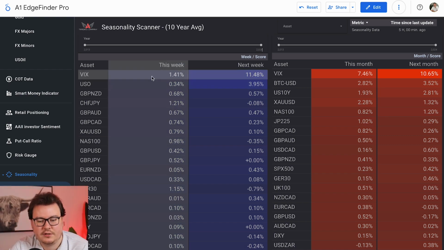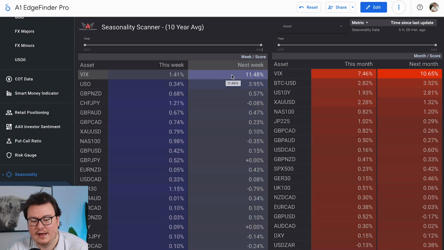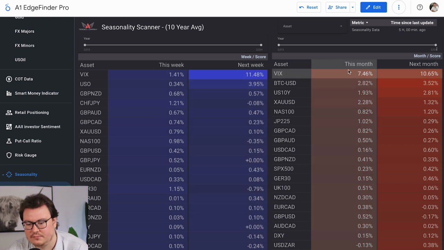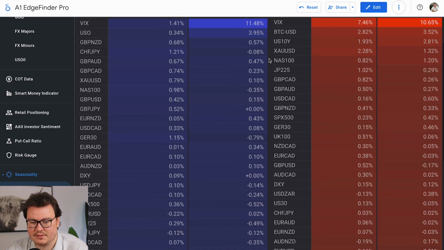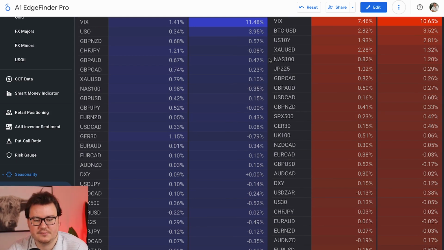So this week historically, it trades up about 1.4%. Next week, however, a little bit bigger than that, almost 12% gain next week historically. And same thing this month, historically speaking, it's at a positive 7.46%. And next month, even higher than that, 10%, 10.65. The VIX is something that moves around a lot. It is the volatility index, so it is a bit jumpy. So not surprising that there's some really big numbers there.